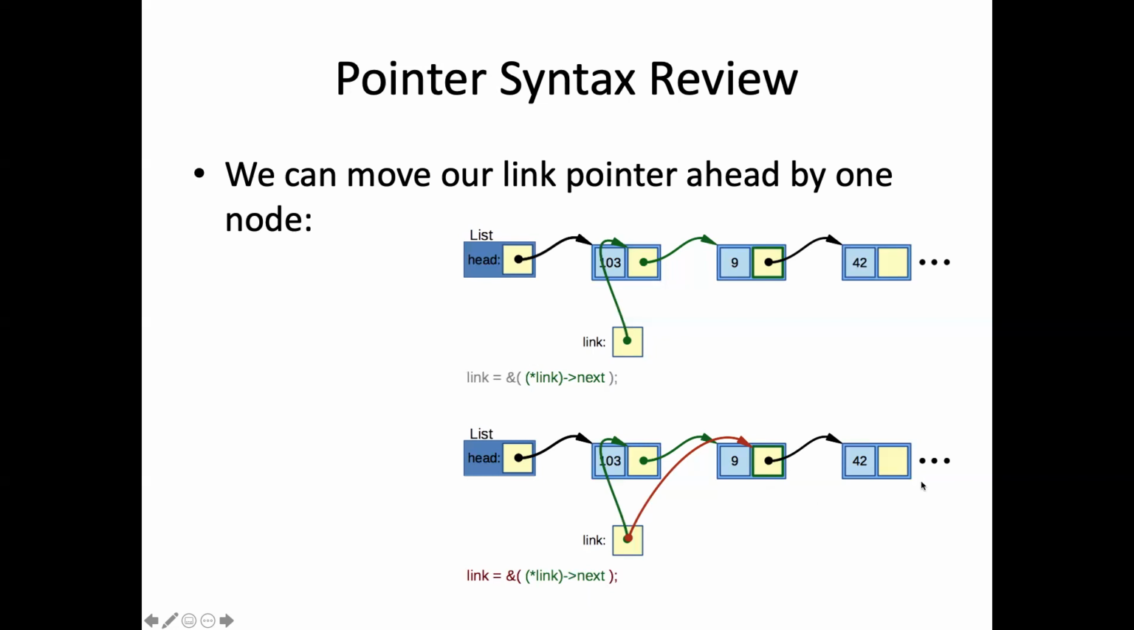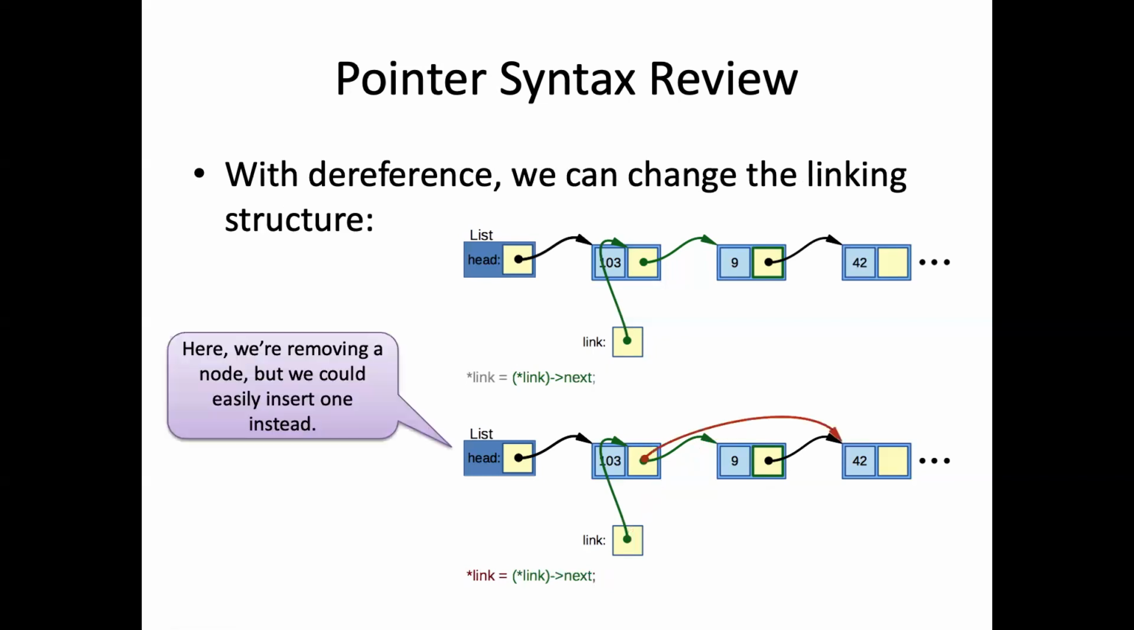If you did this again, then it would be holding the address of the next pointer inside this node with the 42. So this gives us a handy way of traversing a list by moving through its pointers, by moving through the addresses of its pointers. We could also use this to change the structure of a list. And this is what we did before. I'm just talking through the syntax a little more gradually.